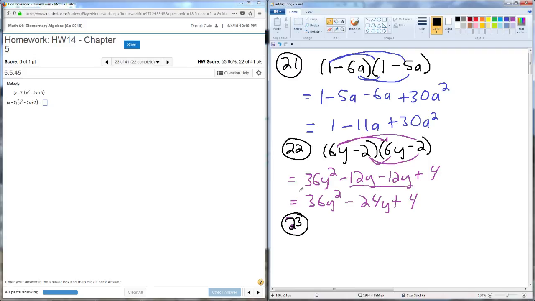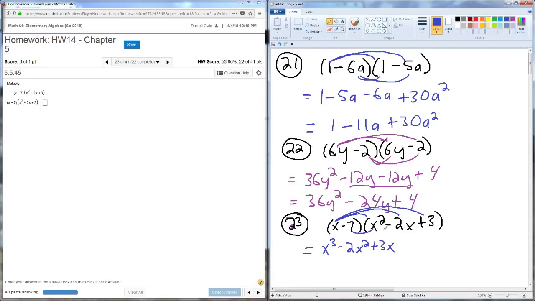Okay, 23. Ooh, this is beyond FOIL. We have x minus 7 times x squared minus 2x plus 3. So if I'm going to multiply everything by x, it's just going to add another x to everything. This is not that bad, as long as you know that multiplying by x is just adding another x. So it's x cubed minus 2x squared plus 3x.